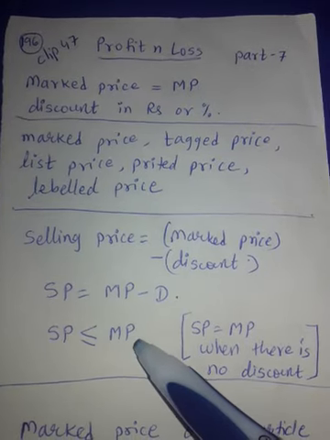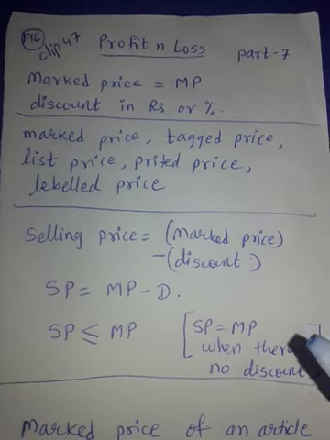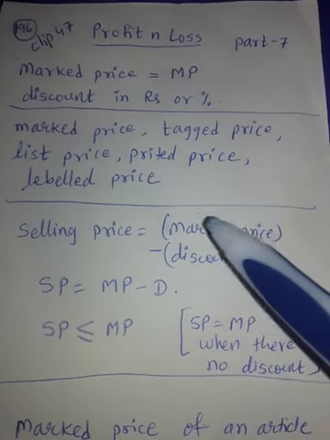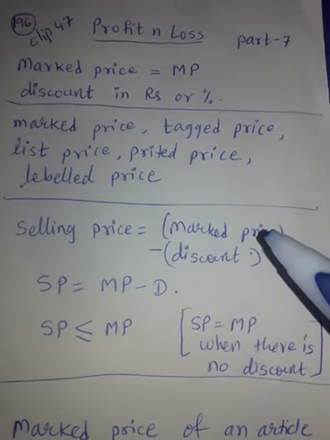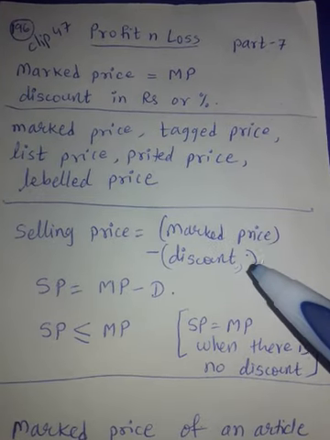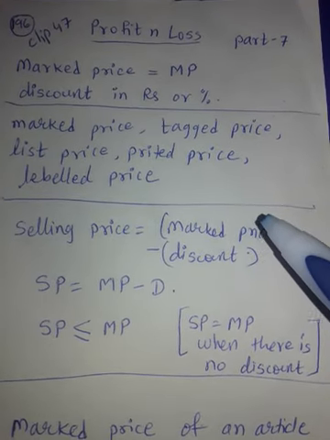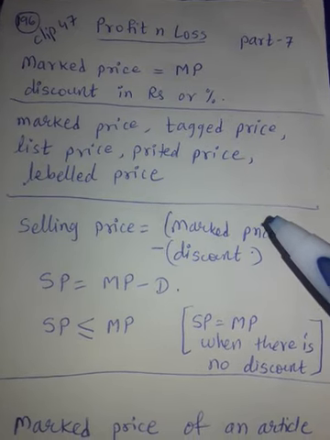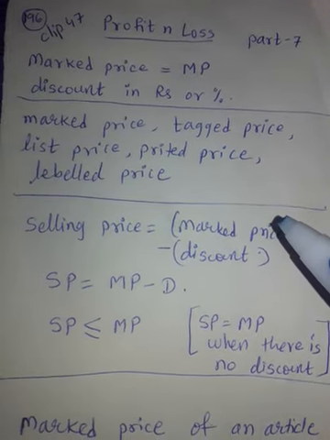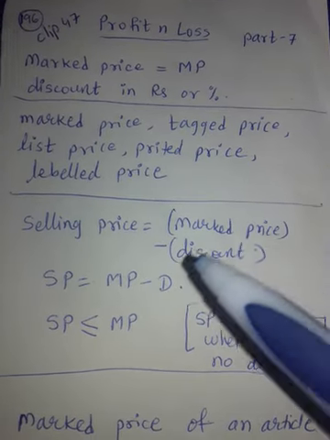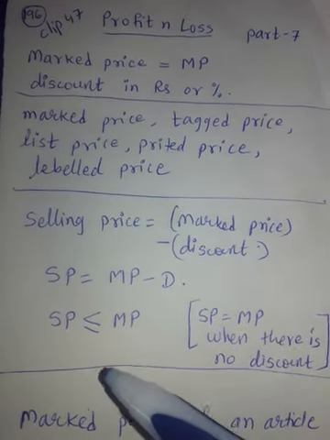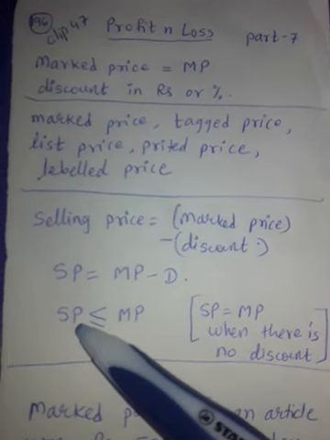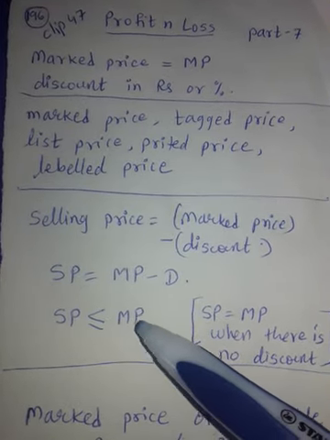Can SP be greater than MP? Use your common sense. Suppose you go to the shop, there is a tag of 1500 on a dress. What do you say? Give it for 1200 instead of 1500. Do you say like this: why 1500 only, shopkeeper, it is so cheap, increase the price to 2000, why are you giving it so cheap? Would you say like that? You would never say like that. You will try to reduce it, isn't it? So SP will always be less than MP or equal to MP. SP will never be greater than MP.